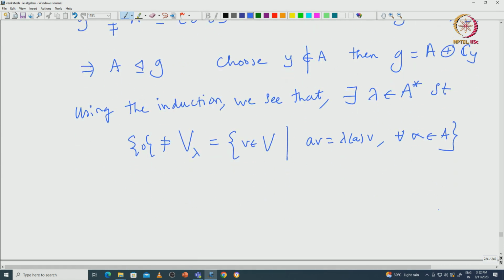A. Okay. So, now if you recall the invariance lemma, that simply says that this V lambda is G invariant. Okay. So, this is just using the invariance lemma.